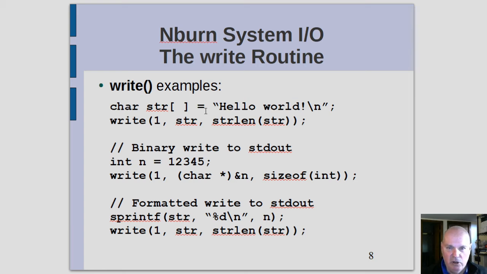So here's how I could write an ASCII stream. In this case, it would appear on my serial terminal, because I'm writing to file descriptor 1. str is a pointer to the beginning of the string, and the string length would then be the number of bytes. In this case, 5, 6, 7, 8, 9, 10, 11, 12, 13 bytes, including this newline character. And the newline is actually sent to the terminal as well.